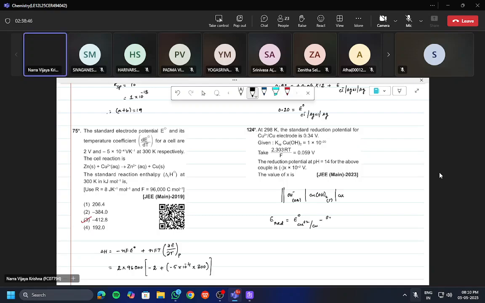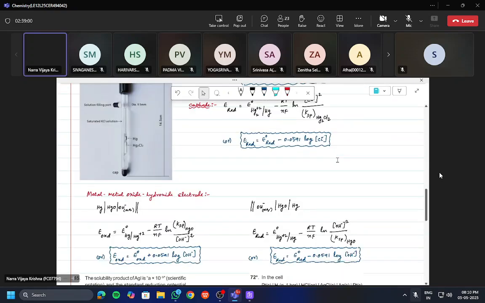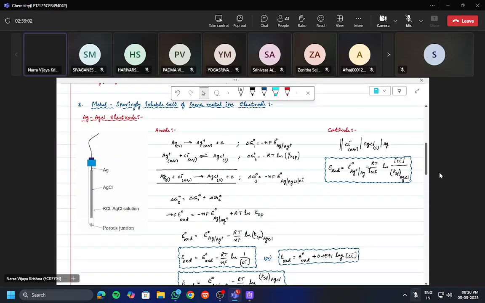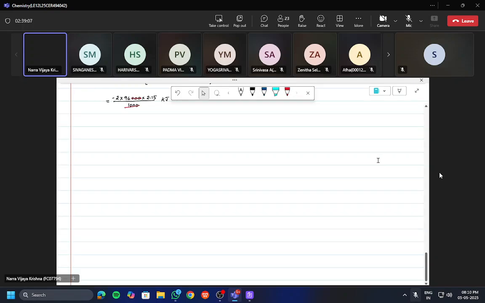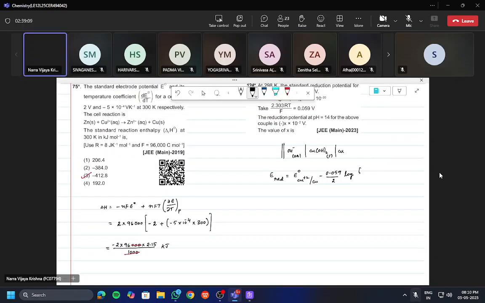minus 0.059 divided by 2 log. What do I have to write? KSP in the denominator or numerator? Cathode, man. Reduction potential, no? Cathode. KSP in the denominator. Cl minus in the numerator. Here instead of Cl minus, what do I have to write? OH minus square, correct? Divided by KSP of Cu(OH)2. Response, sir.